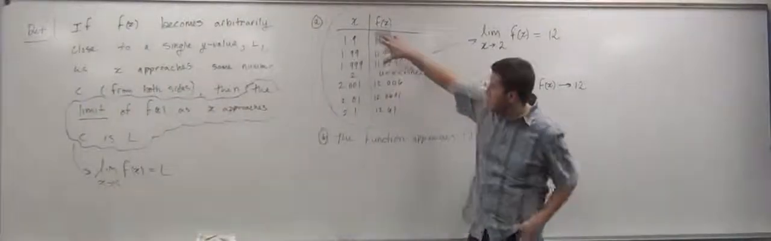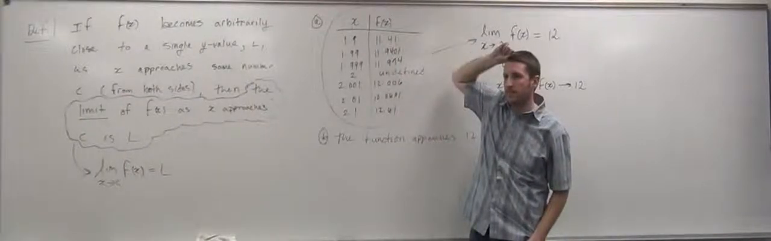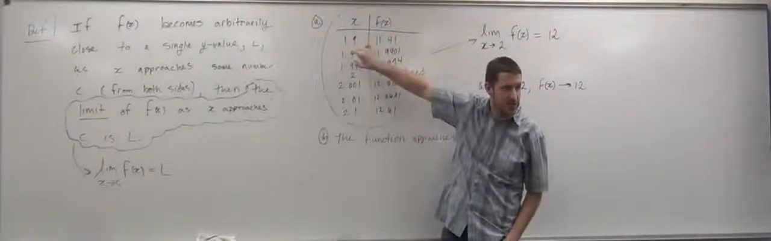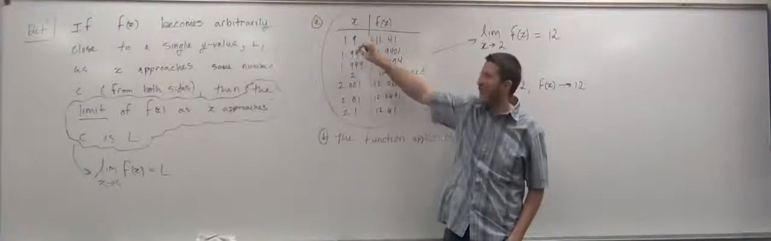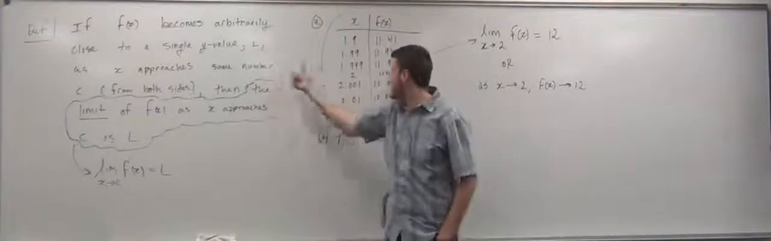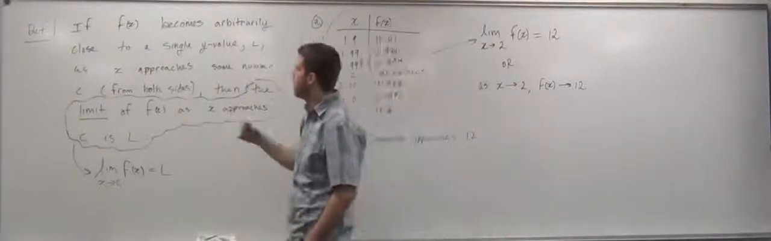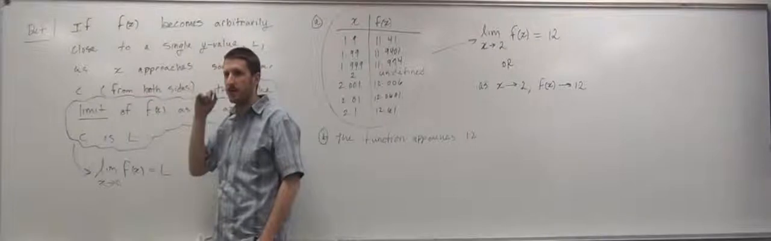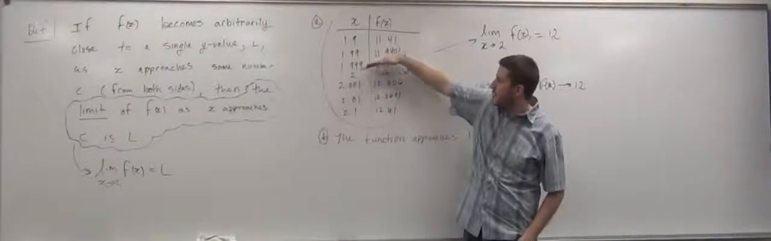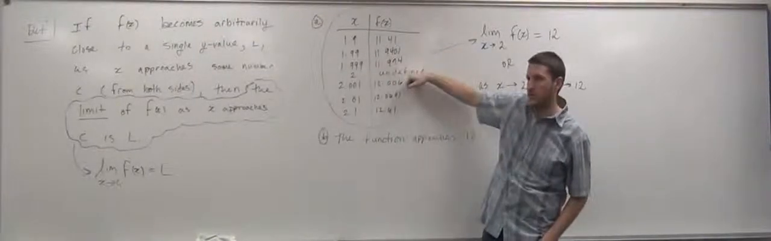So look at that in the context of what's going on here. What would my c be? 2, right? Because I'm focusing on what happens as x gets closer to 2. What would my L be? 12, right? Because that's my single y value that everything's approaching. From both sides, what's that mean? Yeah, if I go a little bit less than 2, I'm still getting close to 12. And if I go a little bit greater than 2, I'm still getting close to 12.